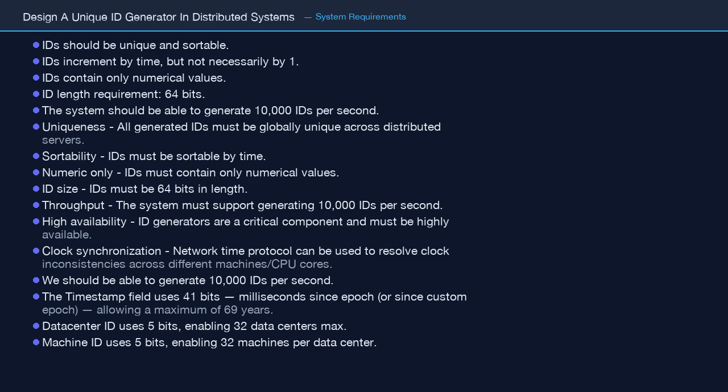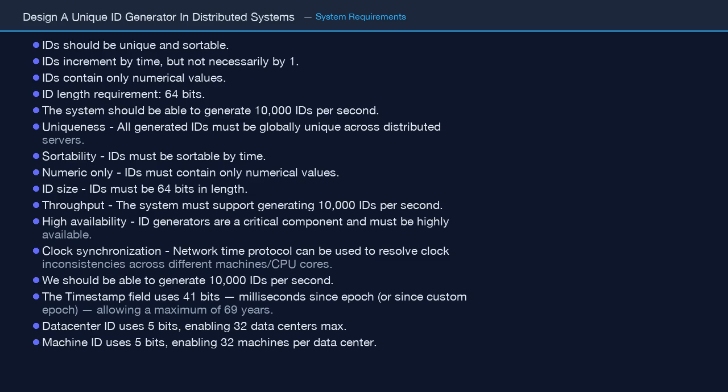We also need to address clock synchronization. In a distributed environment, different machines and CPU cores may have slightly different clocks, which can break our time-based sorting guarantee. Network Time Protocol, or NTP, can be used to resolve these inconsistencies and keep clocks aligned across the system.